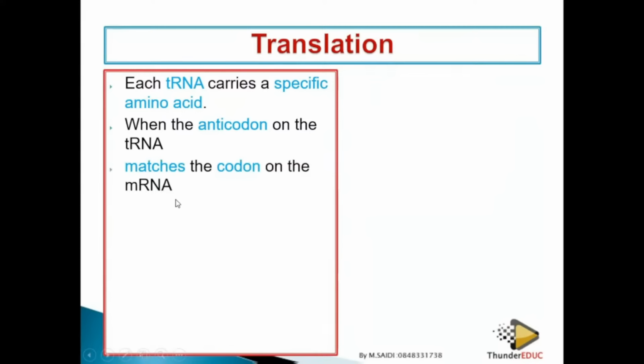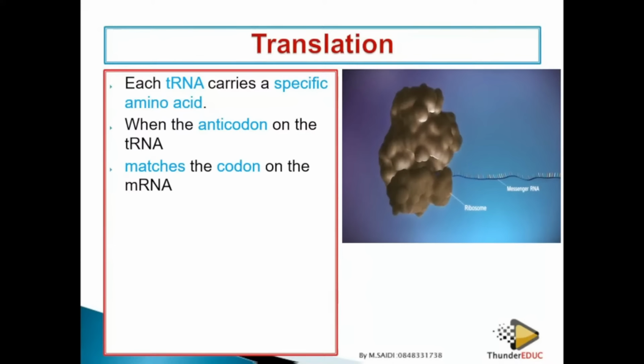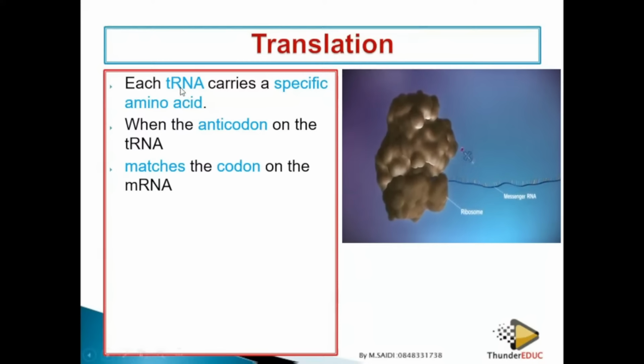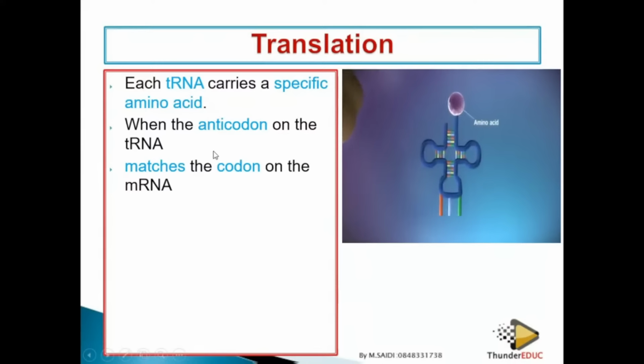So the 3 bases on DNA, we call them codes. The 3 bases on the messenger, we call them codons. The 3 bases on the transfer, we call them anticodons. So the DNA codes for the codons on the messenger, and the messenger codes for the 3 bases on the transfer, which are the anticodons. And then the anticodons code for the specific amino acid. That's why we're saying that each transfer RNA codes for a specific amino acid. It's like a key. The other one will not enter or open.